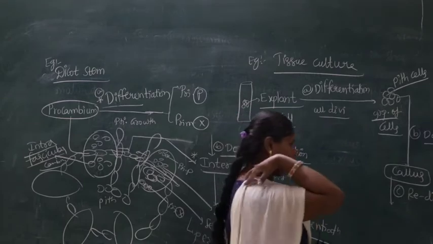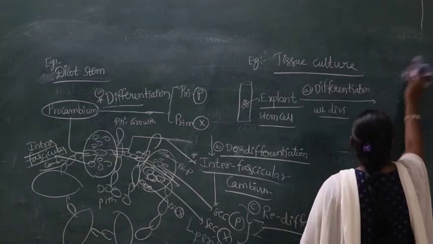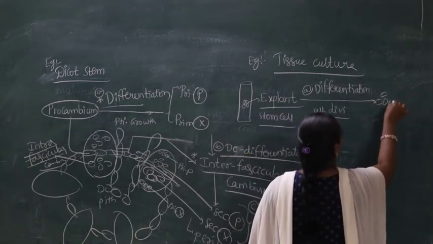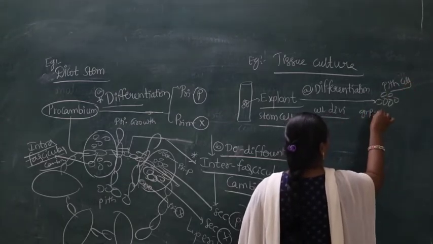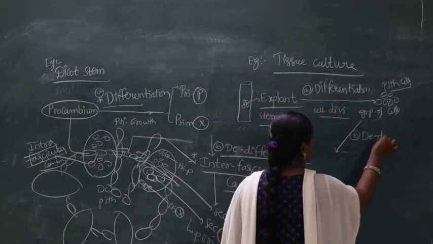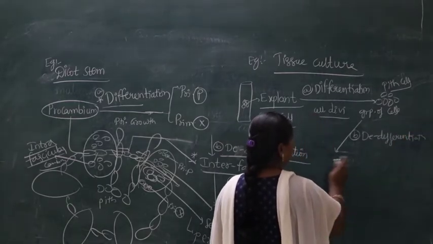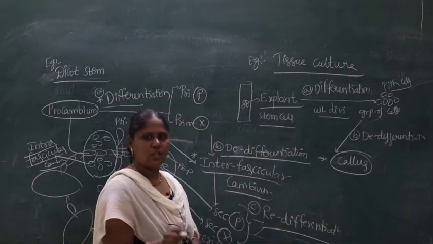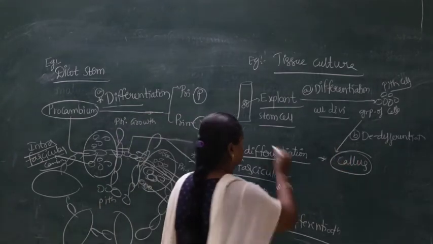I hope it is clear to you. I don't think it's visible to you. Again I'll write. Okay, these undergo de-differentiation and form what are called callus. You know what is callus? Undifferentiated mass of cells is called callus. That is how it is produced, by de-differentiation.